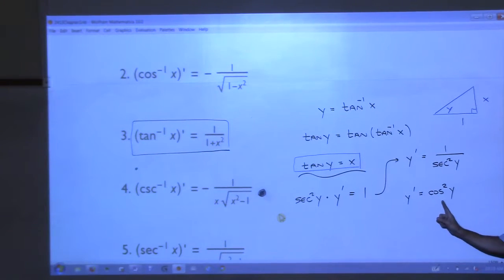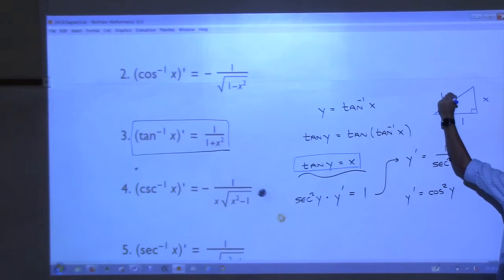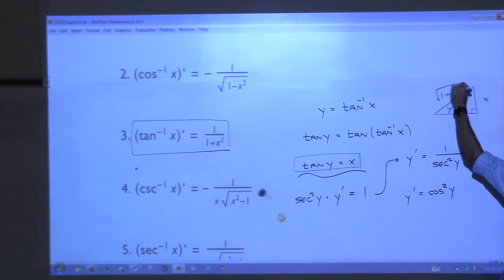What is the answer? It's cosine of y squared. Well, what's cosine of y on this triangle? Cosine is which side over which side? Adjacent over hypotenuse. I don't know the hypotenuse, or do I? Pythagorean identity. A squared plus b squared is c squared, right? So this side should be 1 plus x squared, right? But what? Square root.